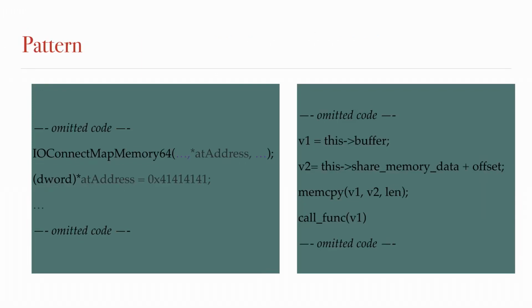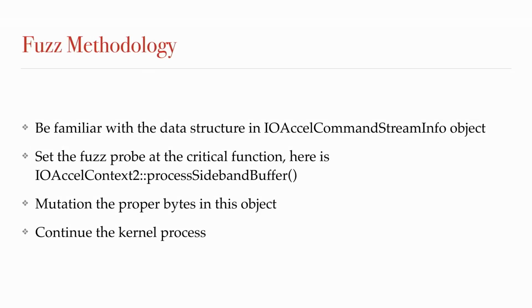Here is the pattern for this kind of hidden attack surface. Functions refer to the shared memory data and copy it into another object, and use this object as an argument to call the other dispatch functions. Therefore, these dispatch functions can be our first target. For this kind of hidden interface, we should figure out the data structure of the argument objects first, and then set up the probe at the critical functions. For example, here is the process sideband buffer function. Then we can control the probe to mutate bits and test if any bugs are triggered.